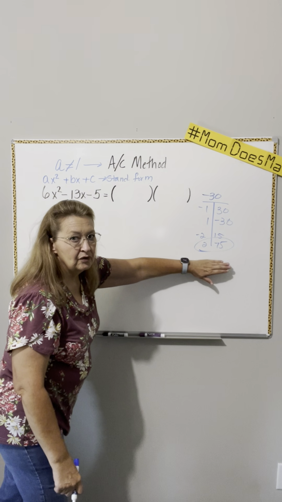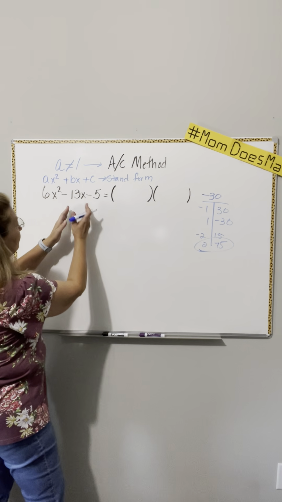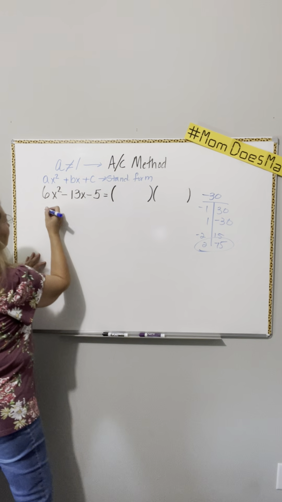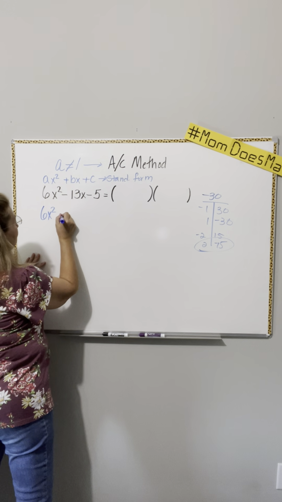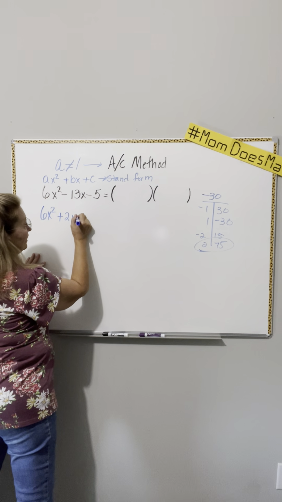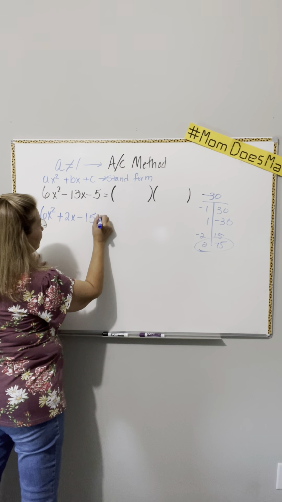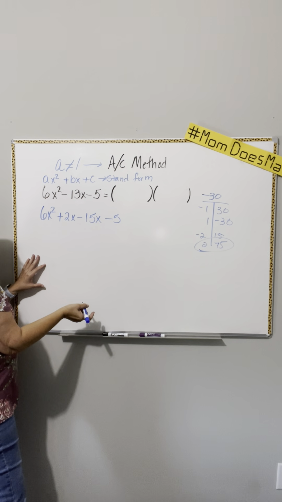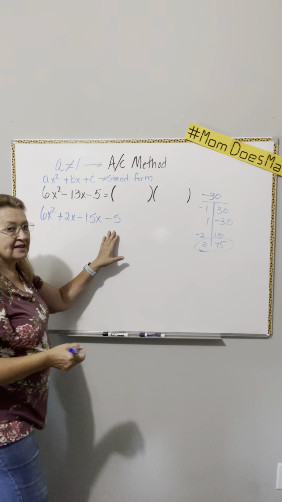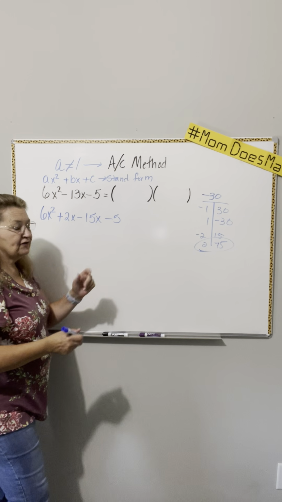So what you're going to do is take this, come over here and manipulate that middle term. The first term doesn't change. The middle term is going to be plus 2x and minus 15x and then minus 5. So you've not changed the value. Once you get it in this step in 4 terms, you just factor by grouping.